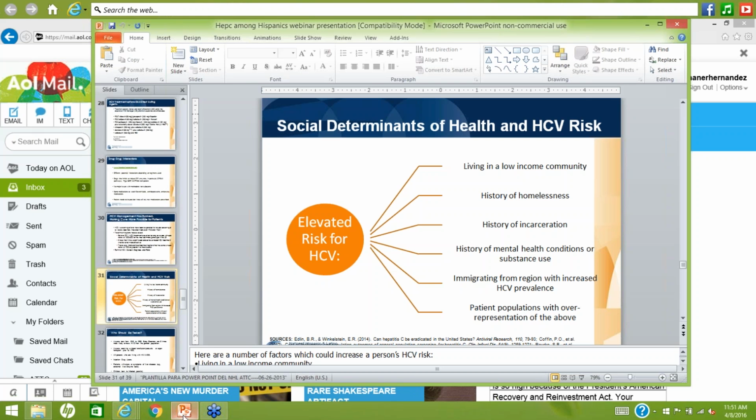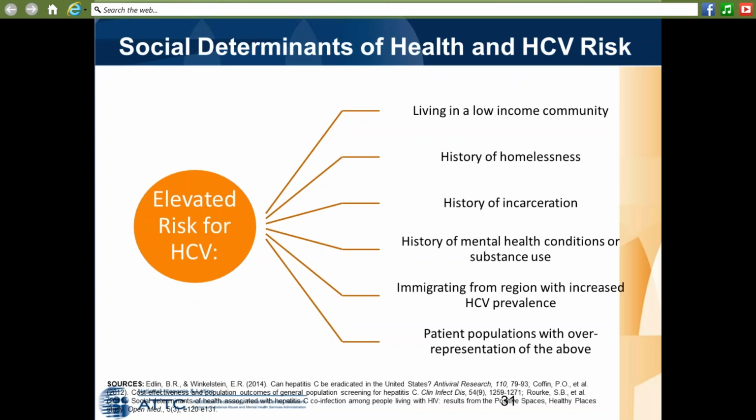We have made a great deal, in a very timely way, of mass incarceration and the disproportionate number of African Americans and Latinos who are incarcerated. 95% of those folks are coming back into our community, so it's important to mention that. A history of mental health conditions or substance use, as we heard from Dr. Monterrey, are also relevant and present an elevated risk for HCV.